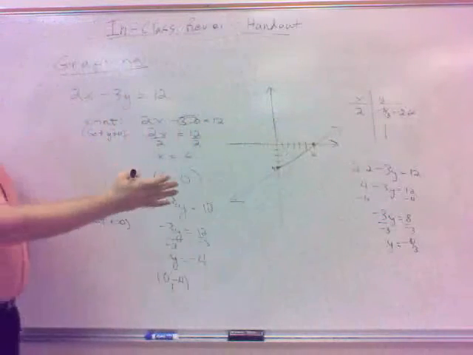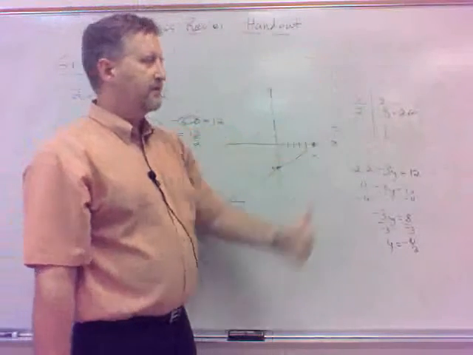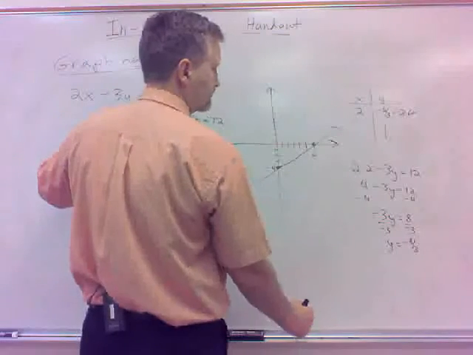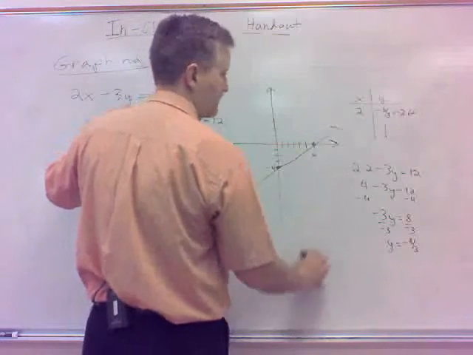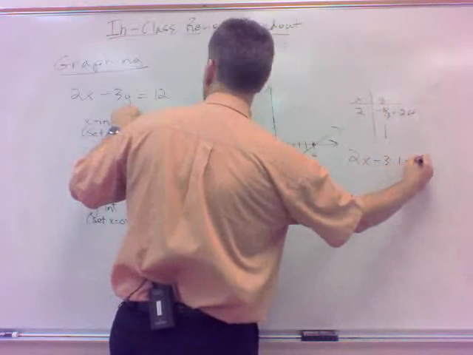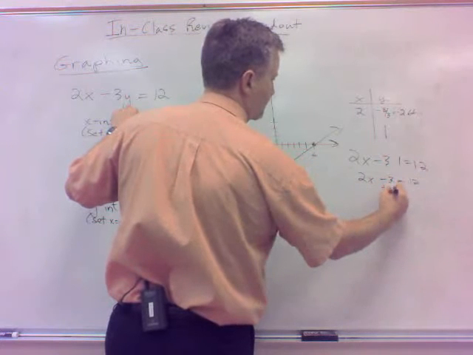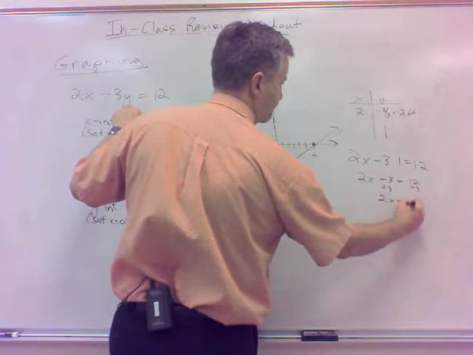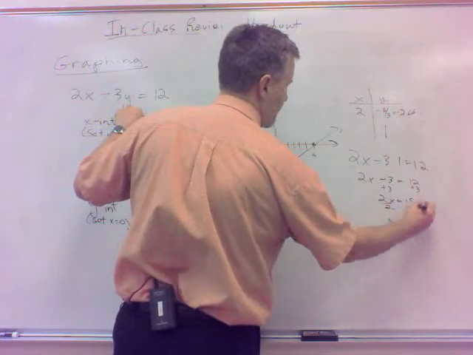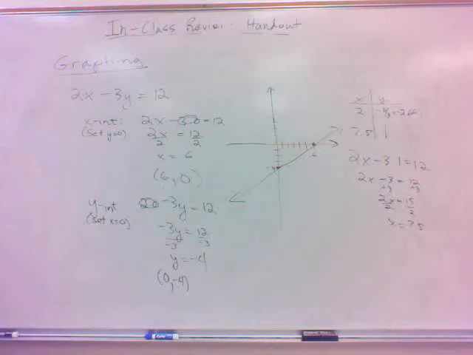And then on the bottom one there, I've got y is 1. So that's just doing the same thing except doing y is 1. So that would be 2x minus 3 times 1 equals 12. So 2x minus 3 equals 12. Add the 3. 2x is 15. Divide by 2. We got x is 15 halves, which is 7.5. And those, of course, would be on the same line.